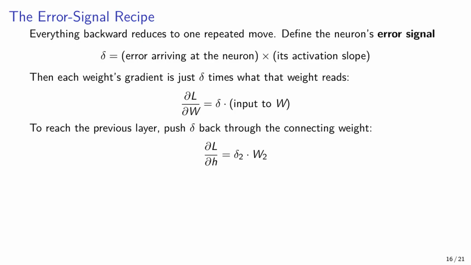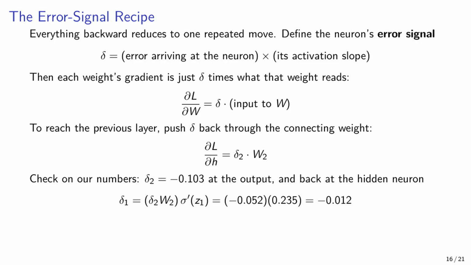And to reach the previous layer, you push delta back through the connecting weight. That is the propagation move. The partial of the loss with respect to the hidden value is delta 2 times the output weight. Check it on our numbers.